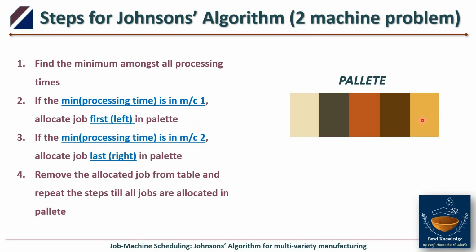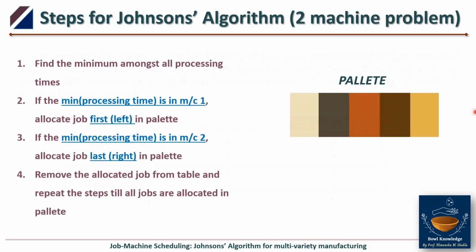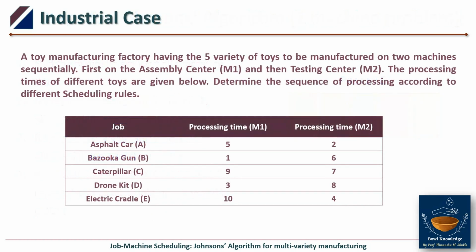And for every iteration, we remove the job that has been allotted and follow the same steps. Definitely this will become clear in the industrial case further. So this is the industrial case. From here we will try to understand how this pallet gets filled by these rules, and how to execute Johnson's algorithm for a 2-machine problem.